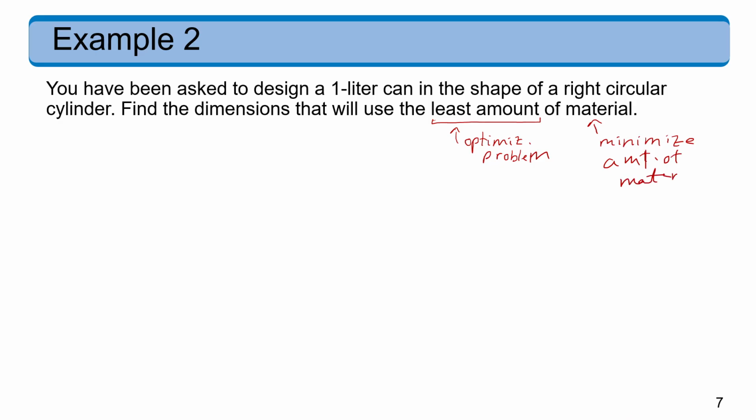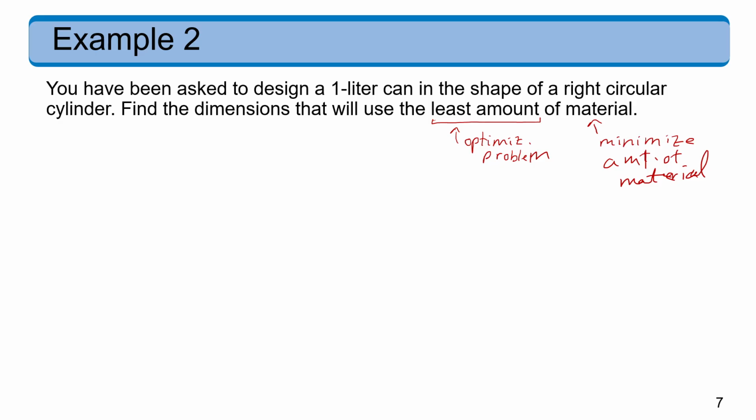So that tells us we're going to need a function that tells us the amount of material. That will be one of our steps as we go through the process, getting to that function, and then once we have a function for the amount of material, we can use our optimization methods. So let's go through the 6-step process we've been using.